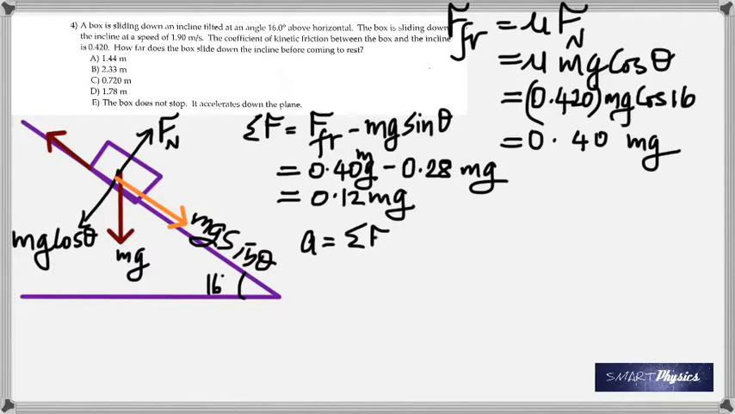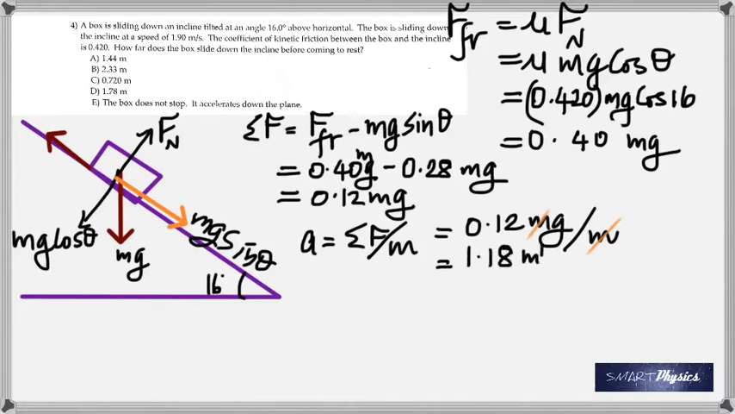And acceleration is the net force divided by mass. So the mass cancels out. And it's only 0.12 times g, which is 1.18 meter per second squared.